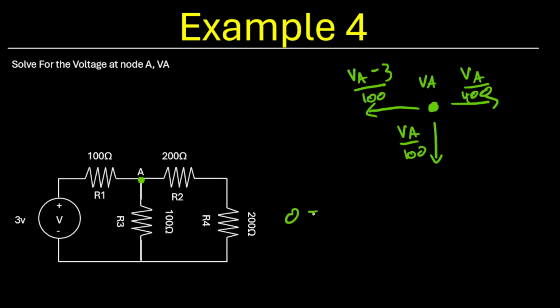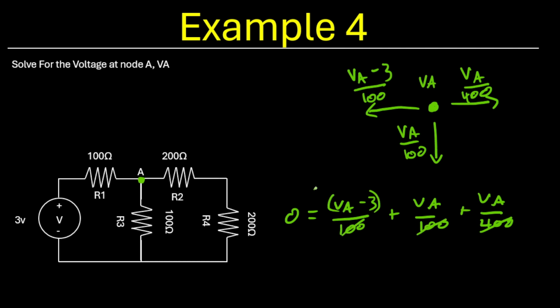All right, put this into our nodal equation like so. We're just summing them all up and setting them equal to 0. All right, now we can multiply everything by 400 here to get this denominator, and this to cancel out. But these leftmost terms will now have a factor of 4 attached to them. So we get 4 VA minus 12 plus 4 VA plus VA. All right, all equal to 0.